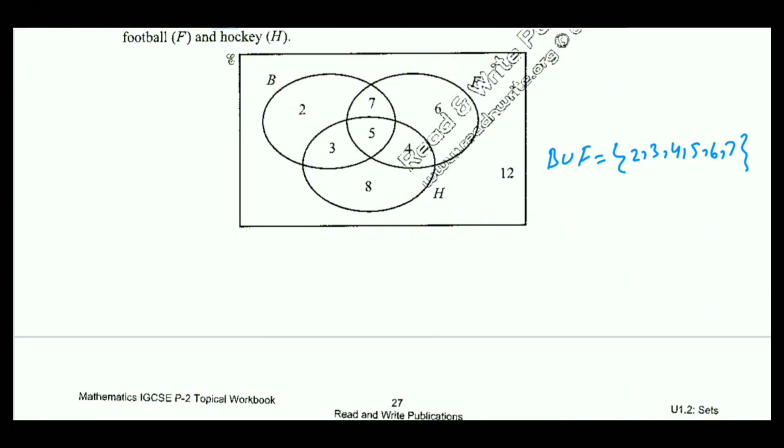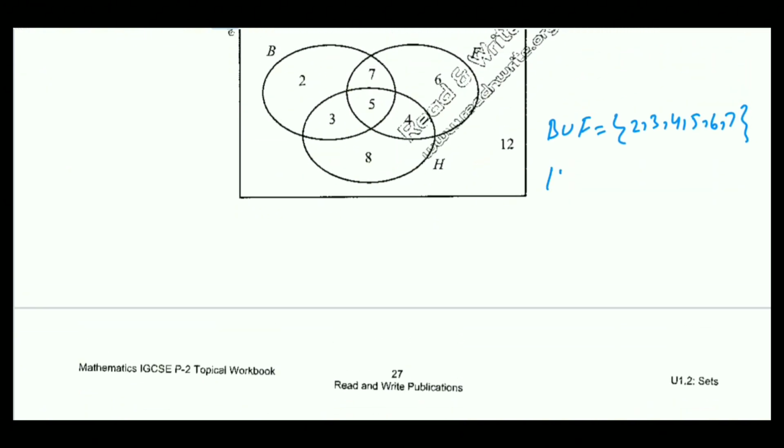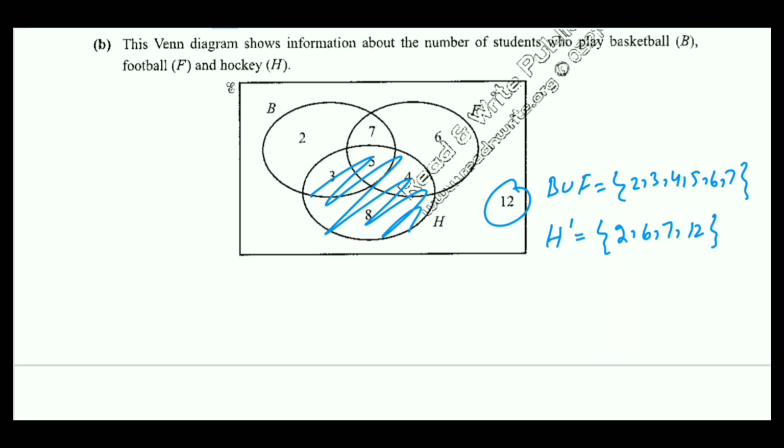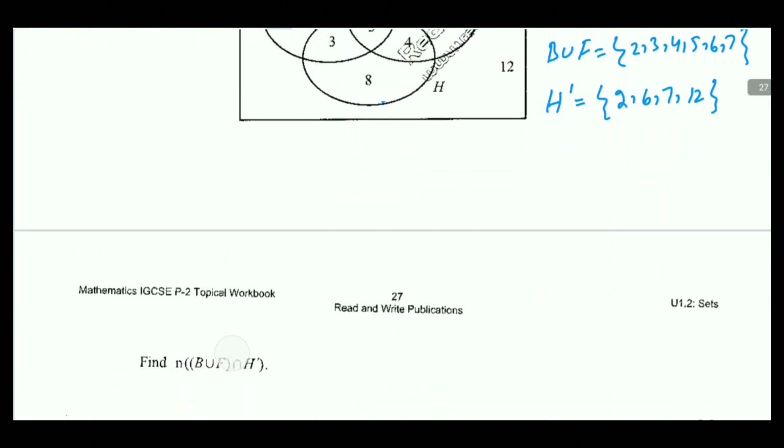Okay. Now H complement. H complement means not H. Not H means not these values. So the remaining values are 2, 6, 7 and 12. This value will also be included, don't forget it. So now what we have to do: the middle sign is of intersection.